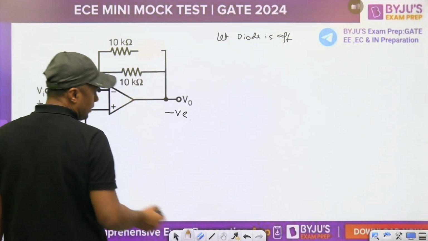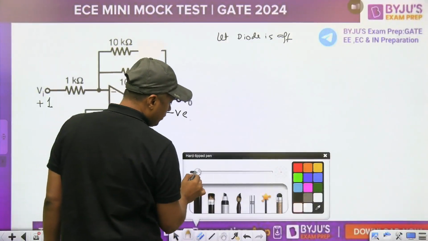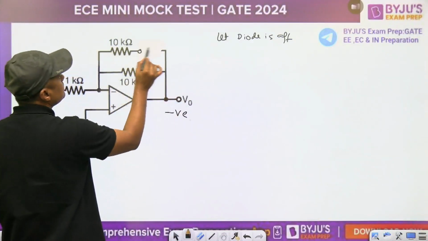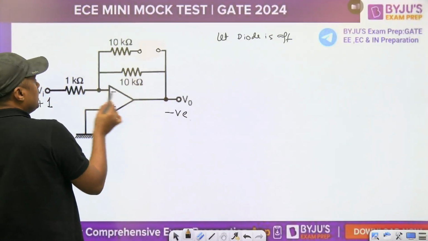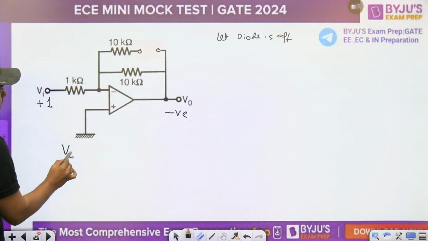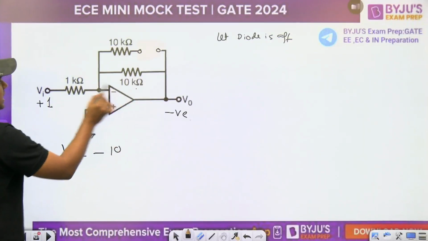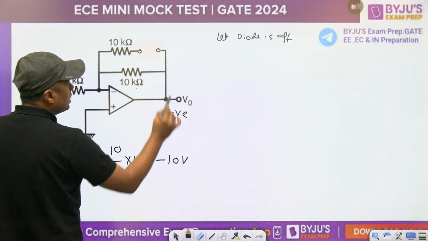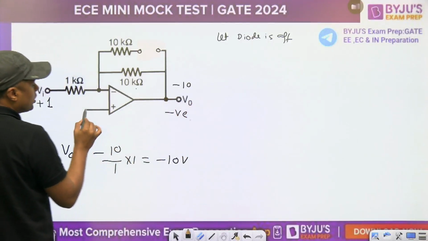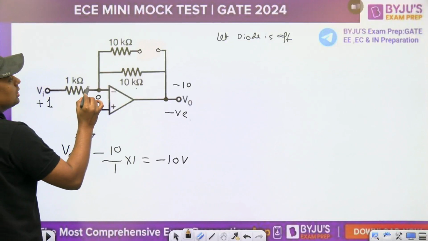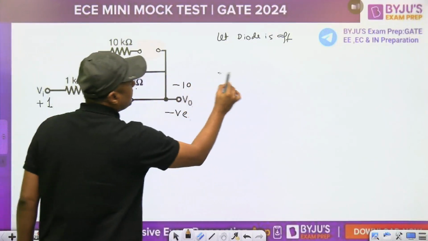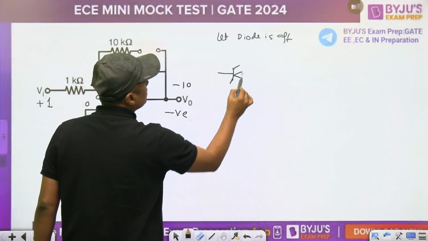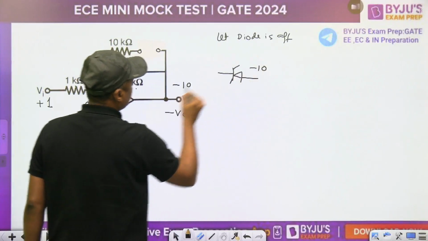Okay. Now, once you have made it open circuit, what is the gain? Simple. V0 will become minus RF by R1 into 1. That is minus 10 volt. Now here you are having minus 10 volt. Virtual short concept: this is 0 volt. Now what is the drop across the diode? Watch this. This is minus 10 volt.